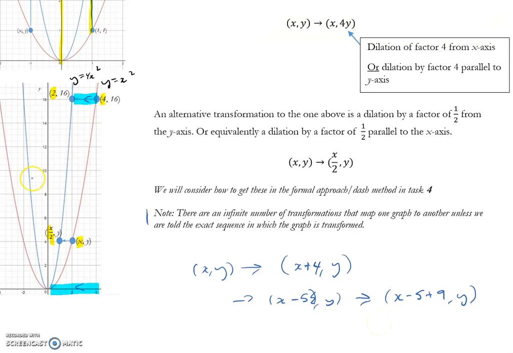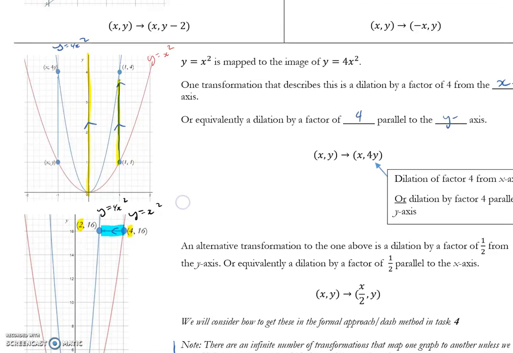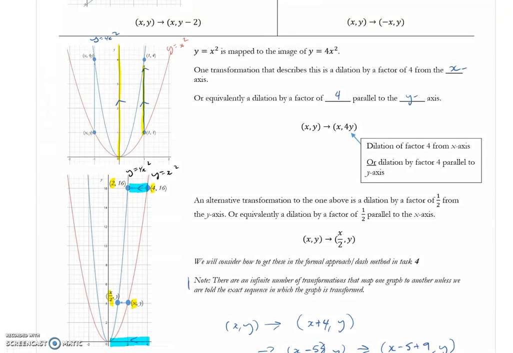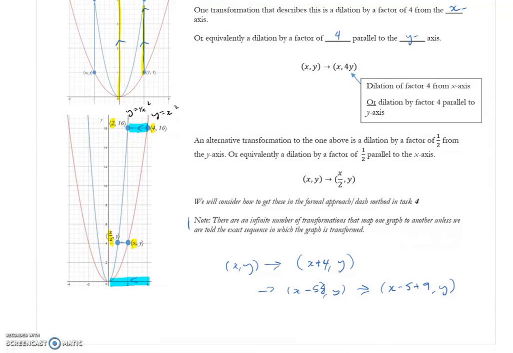And the same with this one, y equals 4x squared: we could dilate by a factor of 2 and then dilate by a factor of 2 again, or something equivalent. So there's more than one way of getting from one graph to the next, unless there's a specific set of transformations that you need to follow. That's it.